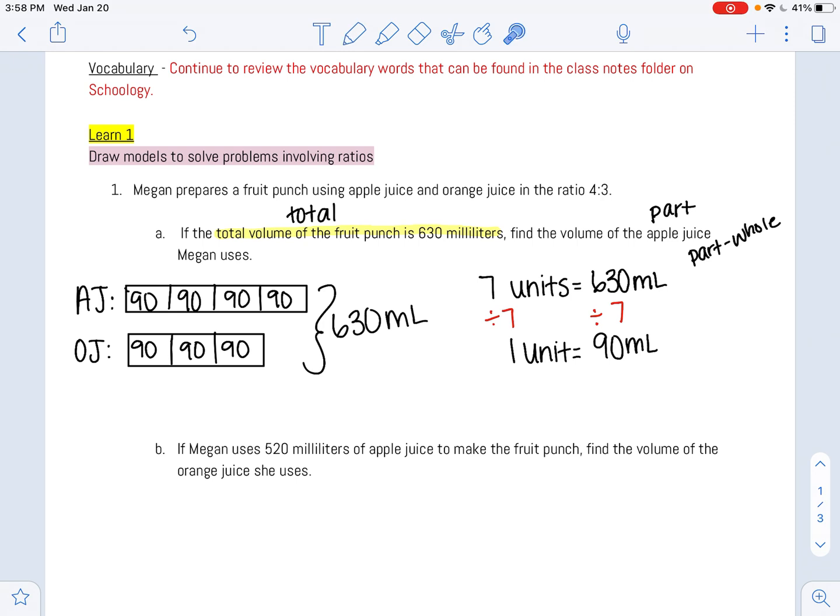When finding the volume of just the apple juice, I'm going to take 90 times 1, 2, 3, 4, and that equals 360 milliliters. So the apple juice has a volume of 360 milliliters. So that is how we solve a part to whole word problem, where we're given the total, we want to find a part.